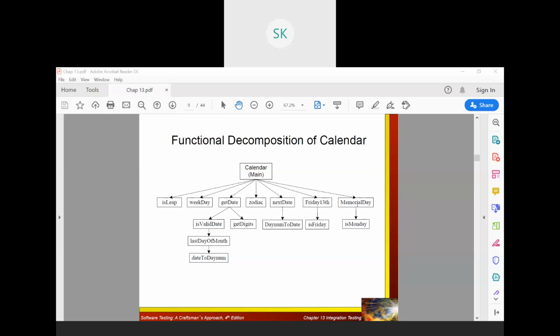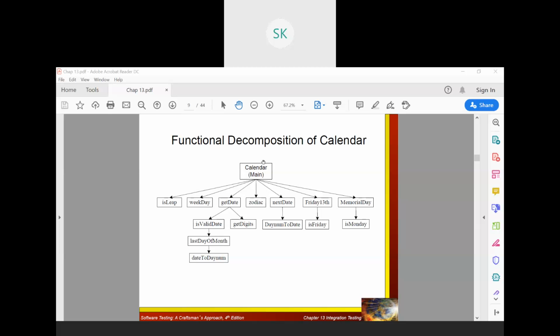Whereas with respect to your memorable day, whether Monday is memorable, or Tuesday is memorable, Thursday is memorable, I need to check for it. So for that particular thing, I just identified several functionalities. This is the complete architecture of your top-down approach with respect to your integration testing. So once you design a particular product, you need to get this particular design for it.